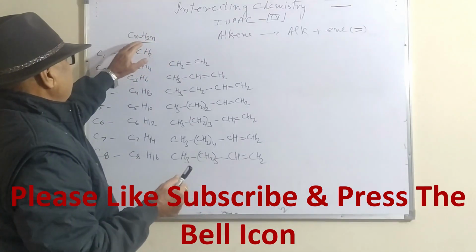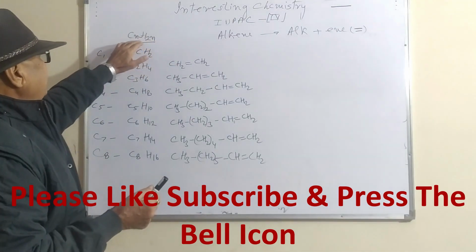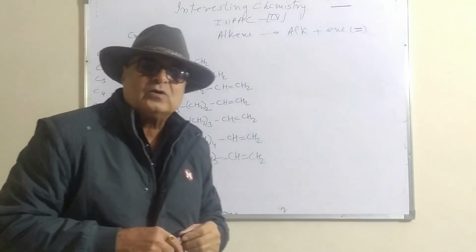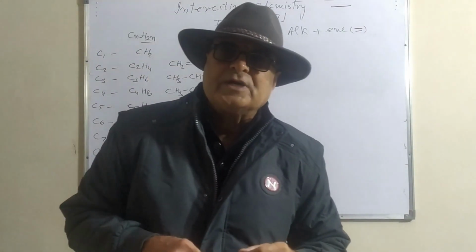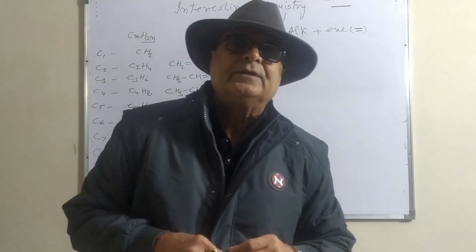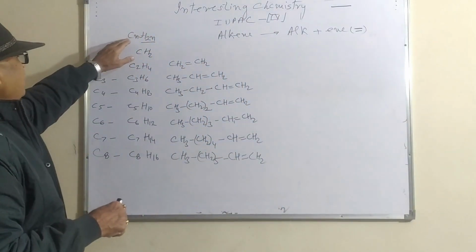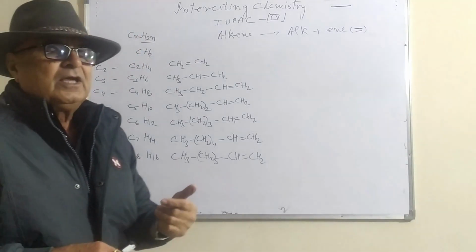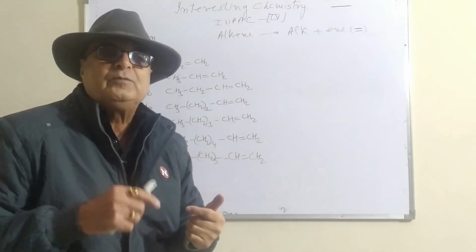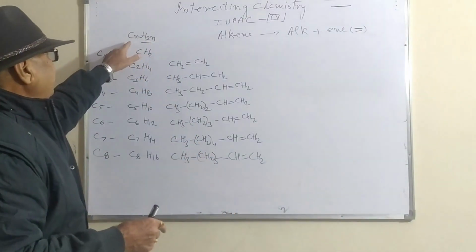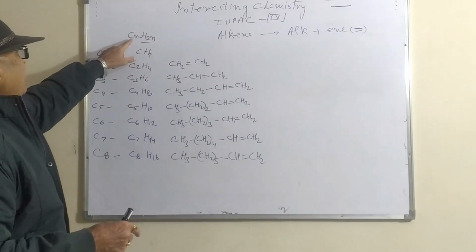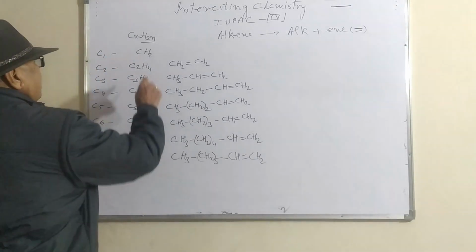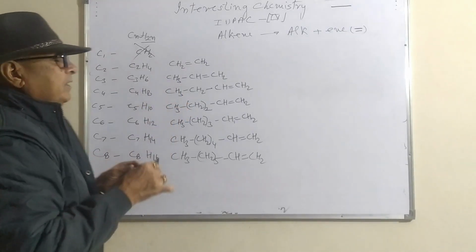The general formula of the alkene is CnH2n. This is a hydrocarbon. Hydrocarbons are compounds formed of only hydrogen and carbon, so there are only two types of elements: carbon and hydrogen. The number of hydrogen atoms will be double the number of carbon atoms. If you put one carbon, the formula will be CH2, and CH2 has no existence.